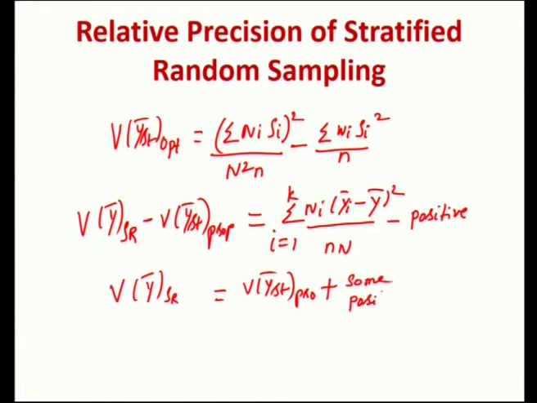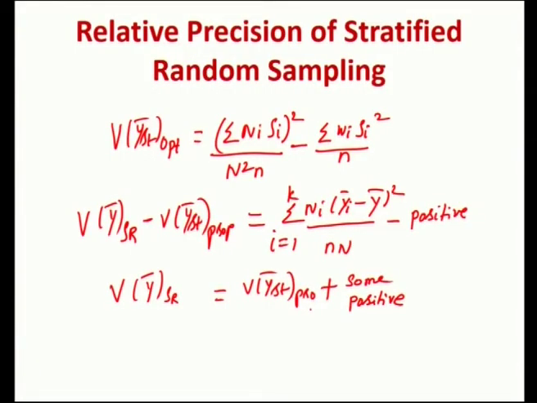So, which implies that the estimator obtained by the stratified sampling under proportional allocation is more precise than the estimator obtained through simple random sampling. Now, we will compare variance under proportional allocation with variance under Neyman's allocation. Now, we will write the expression.